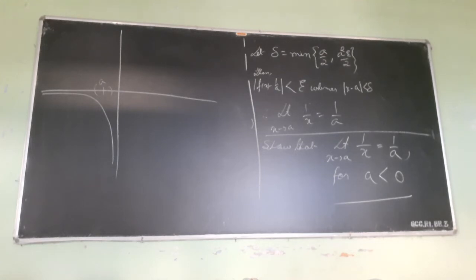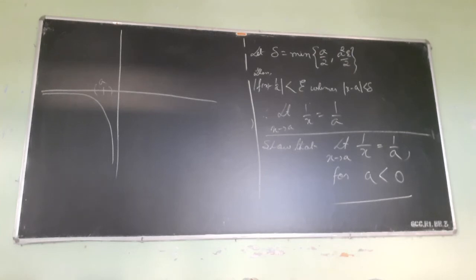Now, we have to take a positive radius. So the radius will not be a by 2. You will take mod a by 2, or minus a by 2. Minus a by 2 is positive since a is negative. So you take that radius.